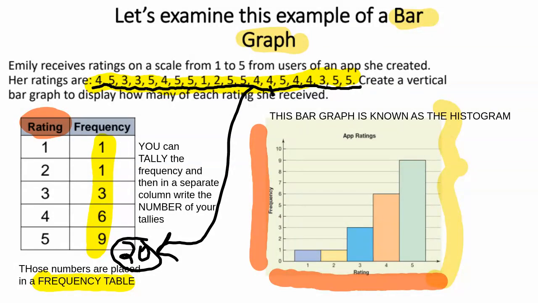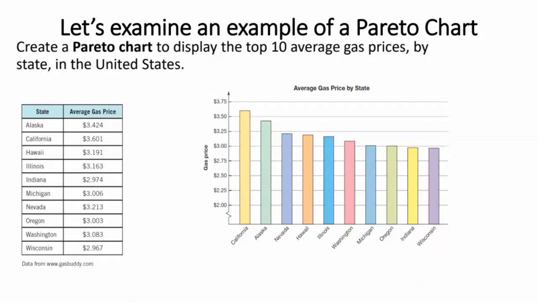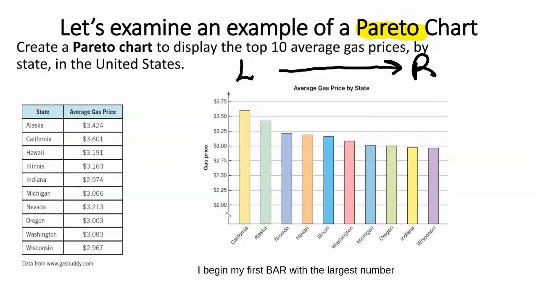Now, this is known, and I'm showing you what this is because some of this can be rather difficult. This is known as a Pareto chart. Now, notice as I go from left to right, I begin my first bar with the largest number. Well, notice down here I'm saying California. Well, California is $3.60. Is that the highest gas price out of these 10 states? The answer is yes. I start with the largest number.